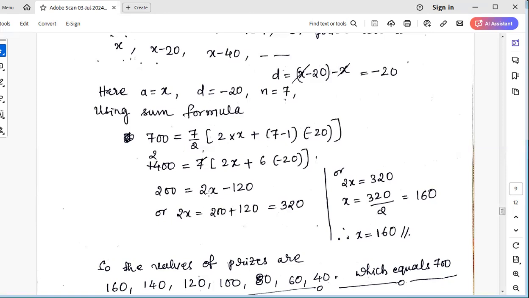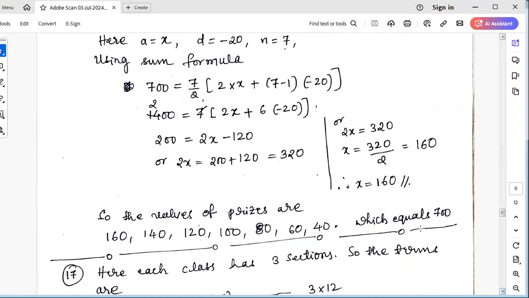Arrange the terms, write 2x first. So 2x is equal to, take this to the LHS side, it becomes 200 plus 120. So it is 320. That means 2x is equal to 320, or x is equal to 320 divided by 2. So that is equal to 160. Therefore, the value of x is 160.